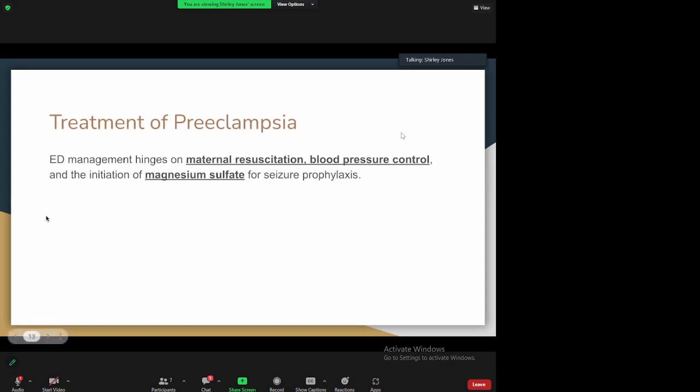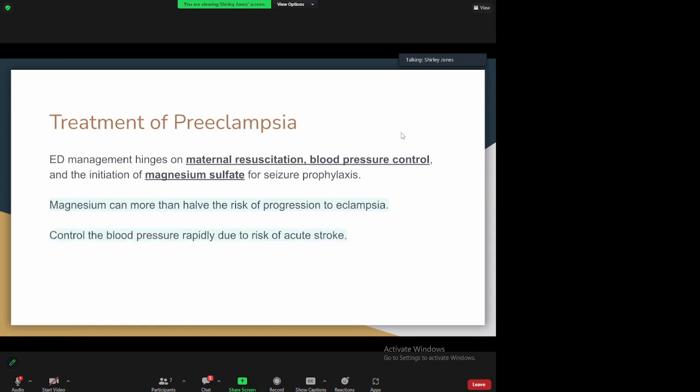So the treatment of preeclampsia in the emergency department, our responsibility is going to be maternal resuscitation, blood pressure control, and starting magnesium sulfate for seizure prophylaxis. Magnesium can more than halve the risk of progression to eclampsia, so it's crucial. And we also have to control their blood pressure rapidly because they have such a high risk of stroke. The definitive treatment, of course, is going to be delivery. So you need to get OB involved early.